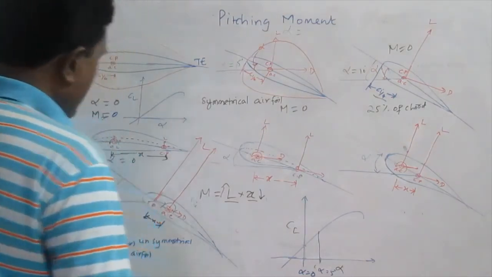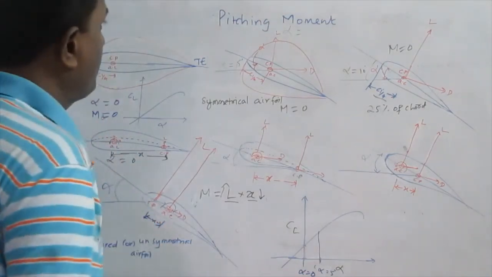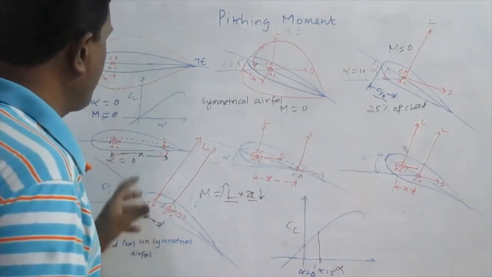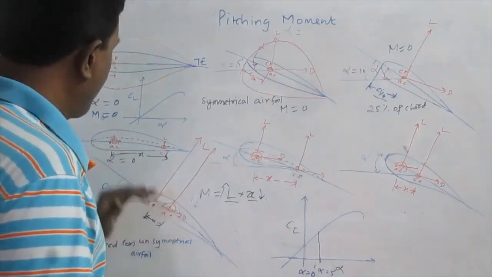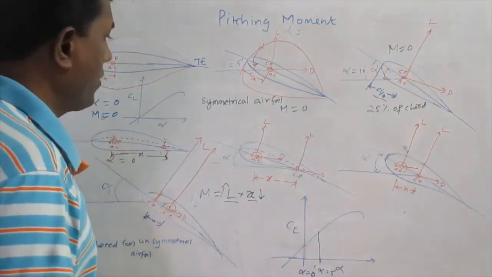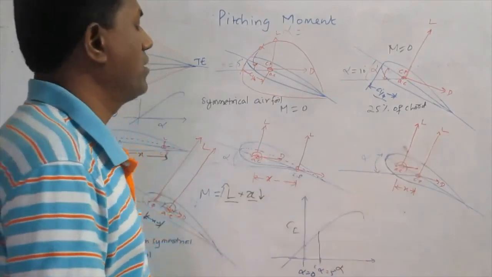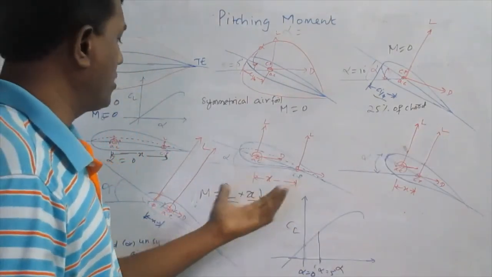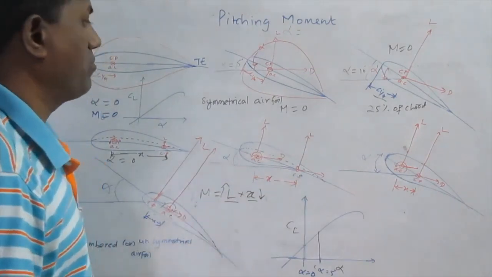This is how we fix the pitching moment at the aerodynamic center, and how the center of pressure moves forward and backward on the chord of the aerofoil depending upon the quantity of the lift, which is responsible for producing the pitching moment.